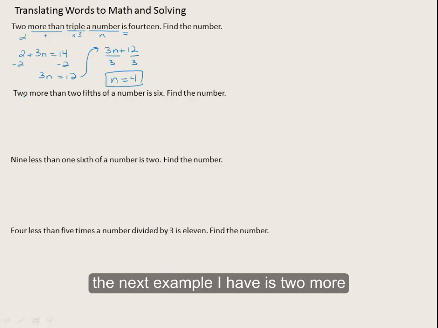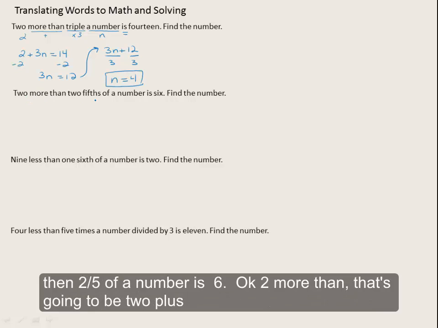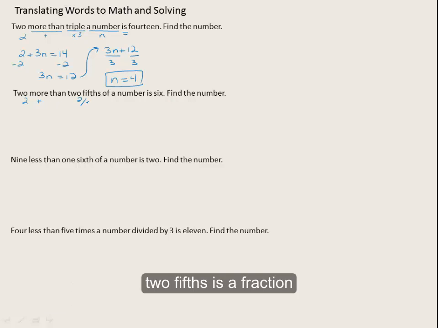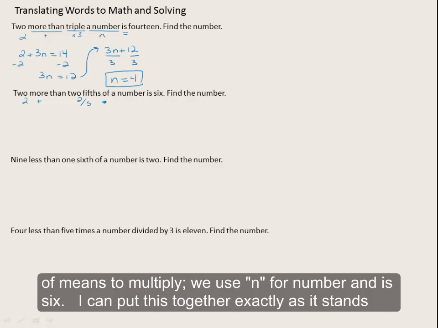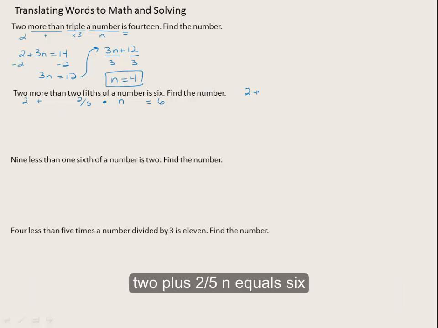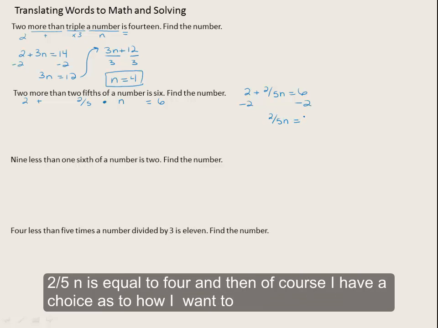The next example I have is 2 more than 2/5 of a number is 6. Okay, 2 more than, that's going to be 2 plus 2/5 is a fraction. Of means to multiply. We'll use n for a number, and is 6. I can put this together exactly as it stands. 2 plus 2/5 n equals 6. I subtract 2 from both sides. 2/5 n is equal to 4.